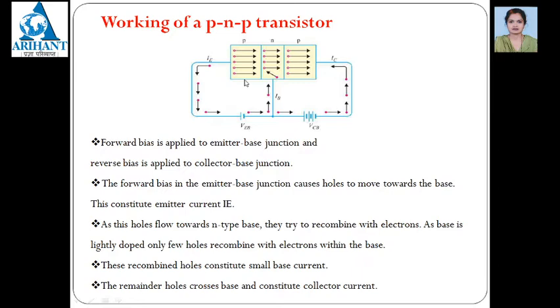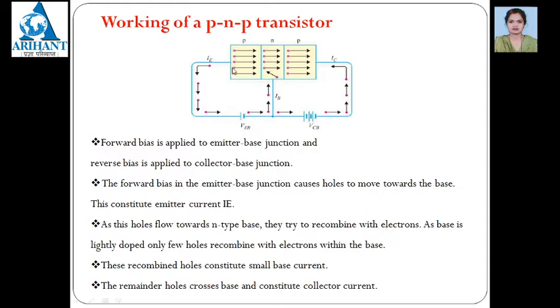As these holes flow towards the N-type base, they try to recombine with the electrons. But as the base is lightly doped, only a few holes combine with the electrons within the base, and the recombined holes constitute the small base current IB. The remaining holes cross the base and constitute the collector current IC.